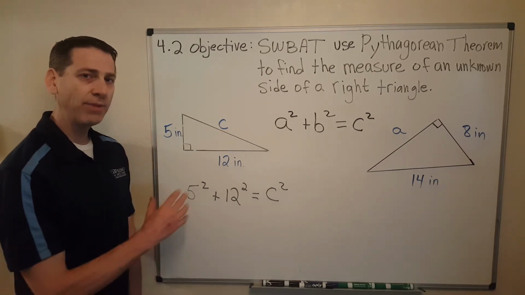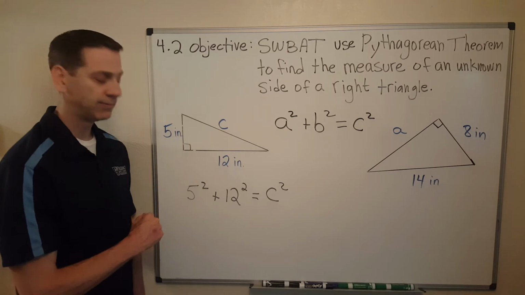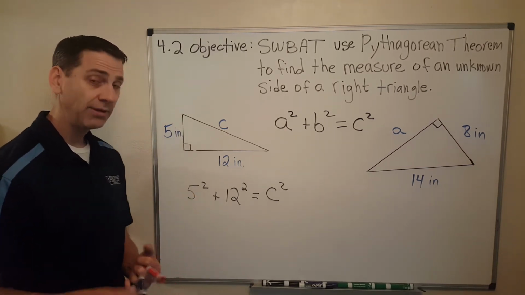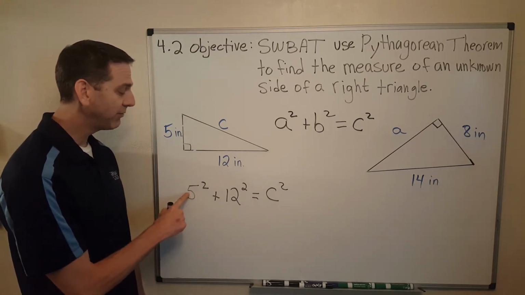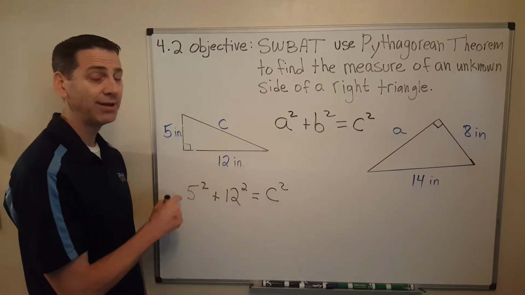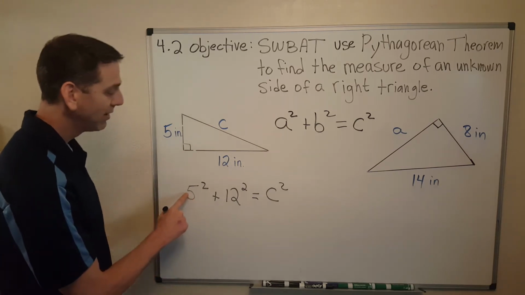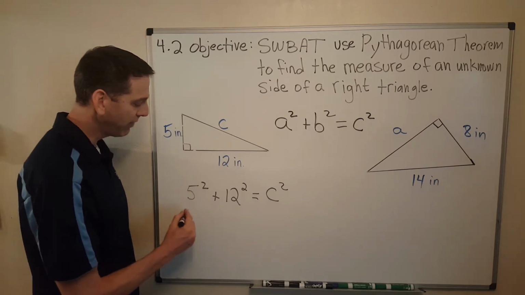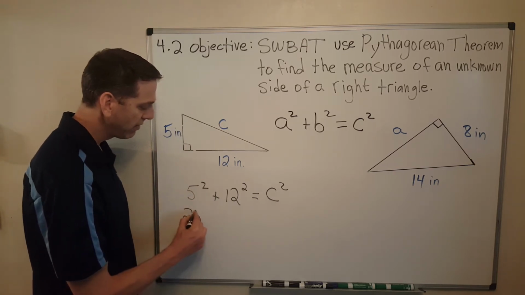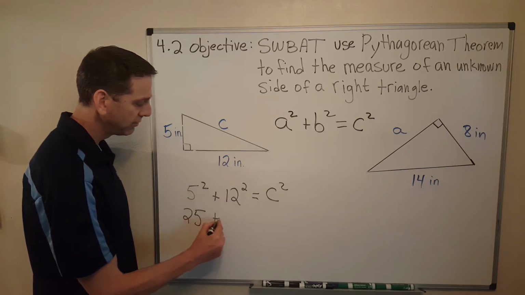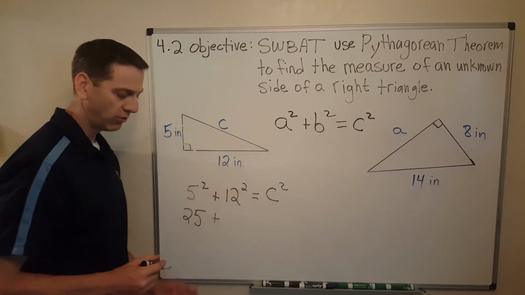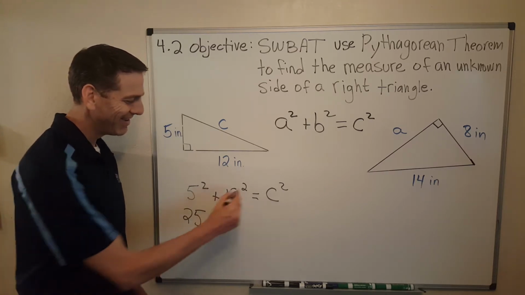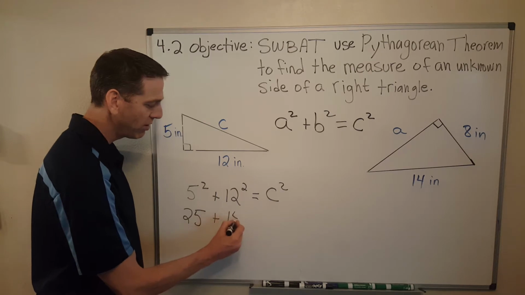Okay, so now it's just a matter of doing some operations. Okay, so 5 to the second power, do you know what that is? This basically means 5 times 5, not 5 times 2. All right, so this base is being multiplied by itself 2 times. So 5 times 5 is 25 plus 12 squared. So 12 times 12, for some reason we all know what 12 times 12 is. 12 times 12 is 144.